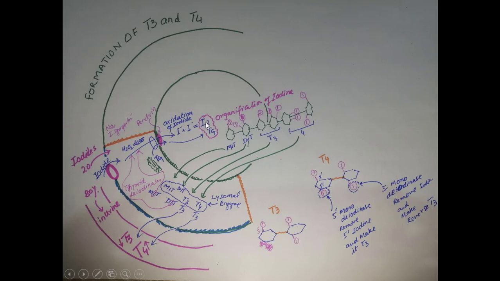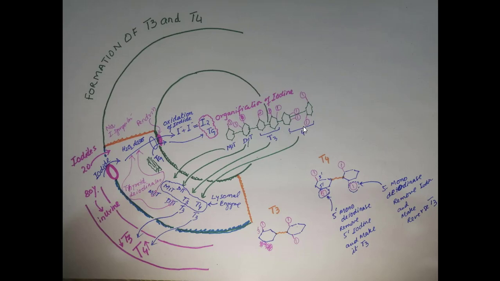Now this union, or you can say this organification, is haphazard. Some of the tyrosine molecules will receive only one iodine, some will receive two iodine molecules, and after that there will be pairing of these tyrosine molecules. If the pair occurs between a tyrosine having one iodine and a tyrosine having two iodines, it will form the hormone known as T3. And if the pairing occurs between a tyrosine having two iodines and another tyrosine having two iodines, then it will make the hormone T4.